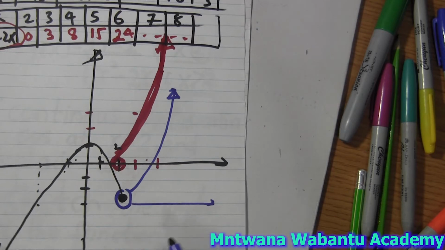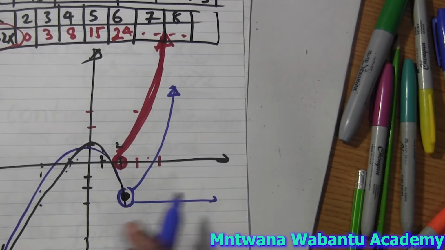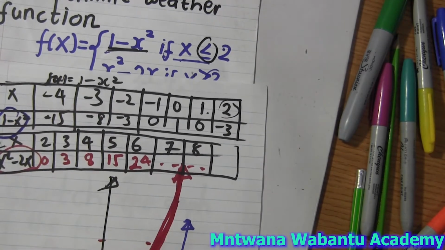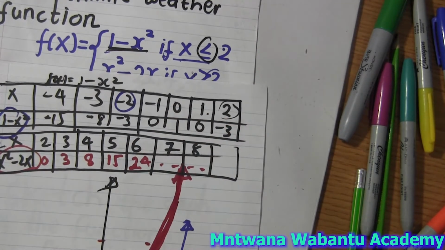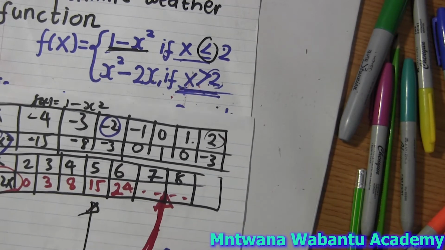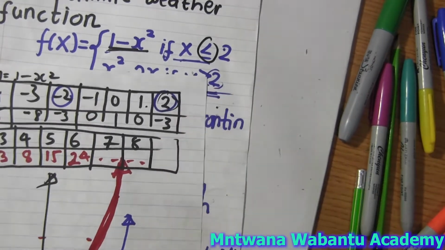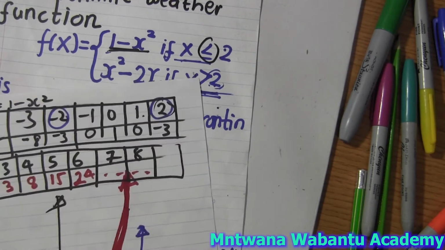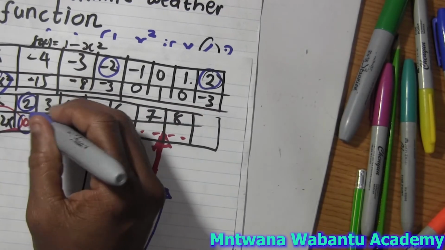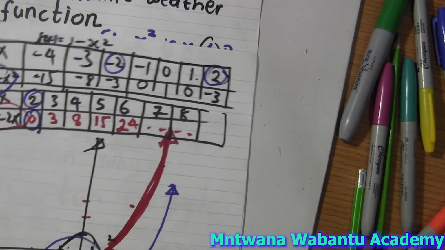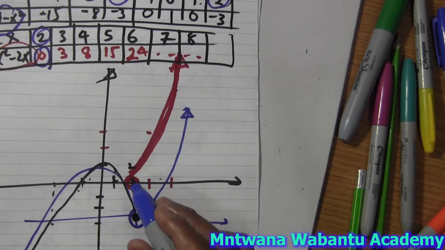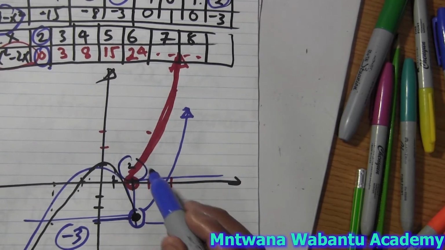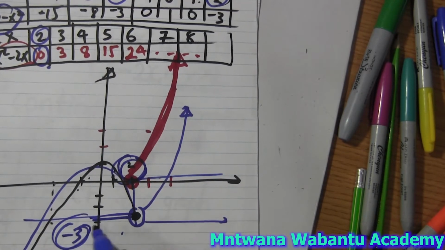Why? Because for this quadratic, the one which is concave downward, which is the first one, when x equal to 2, what did it give us? It gave us negative 3. See what I'm saying? But at this one, when x equal to 2, it gives us 0. So can't you see? For this graph here, when x equal to 2, it gives us negative 3. But here, when x equal to 2, it gives us 0, y equal to 0. But here, y equal to negative 3.